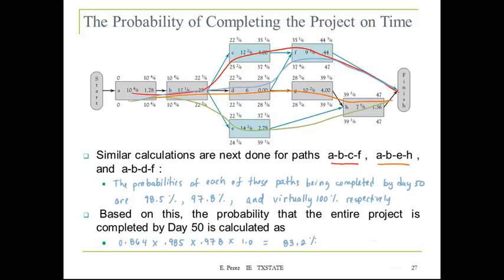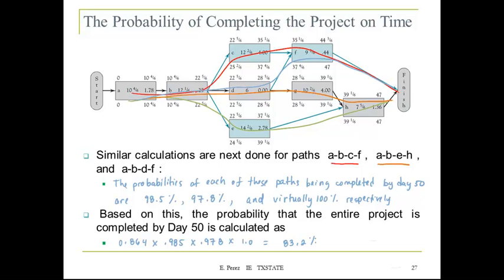So based on our analysis, the probability of completing the project in 50 days is about 83.2%. So that gives you a better idea in terms of your planning. So if you want to have a certainty of 100%, then you know that you need to expand your time frame. Any questions?